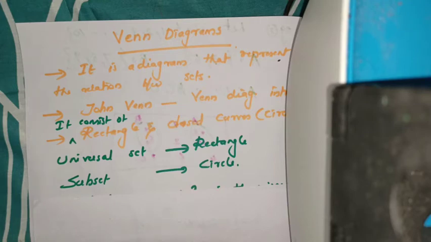And the rectangle is used for denoting the universal set, and the closed curves or circles are mainly used for denoting the subset. You know what is a universal set? It is a set which contains all the elements of the other sets and its own elements. That kind of set we denote by using a rectangle shape, and the subset is denoted by using a circle. Do you know what a subset is? In a subset, all the elements of the subset are present in the other set.